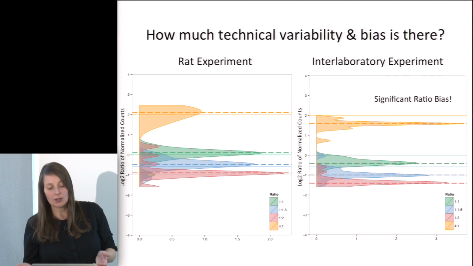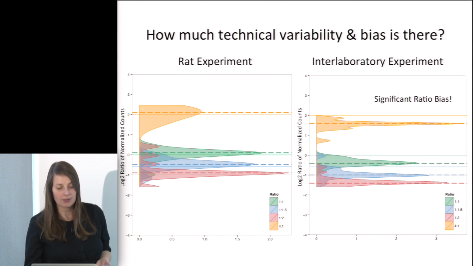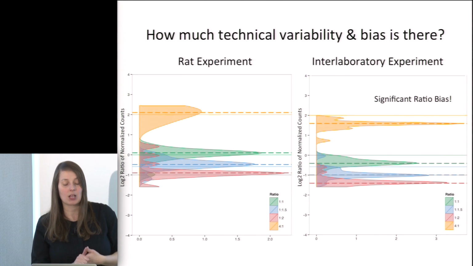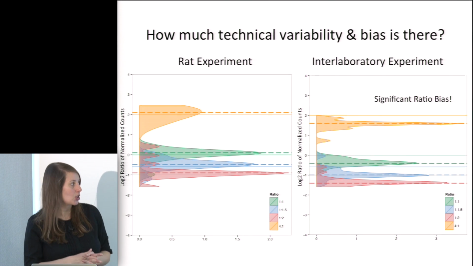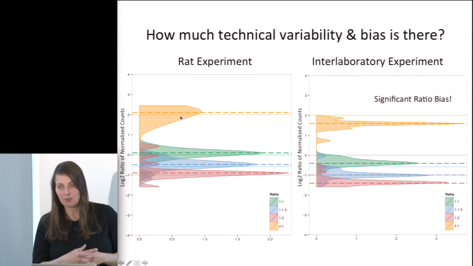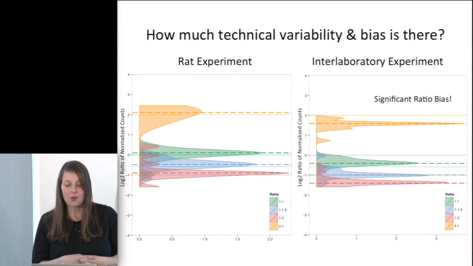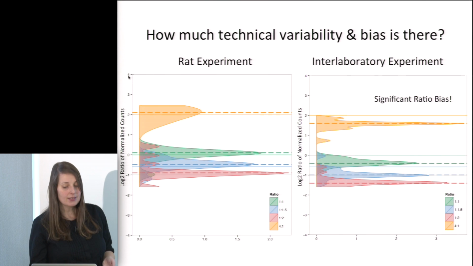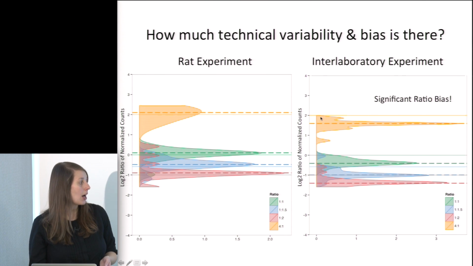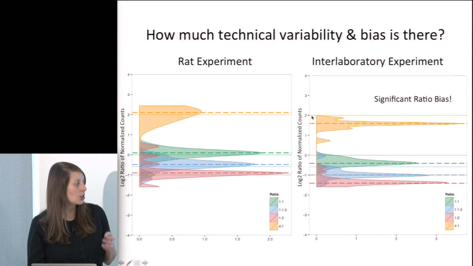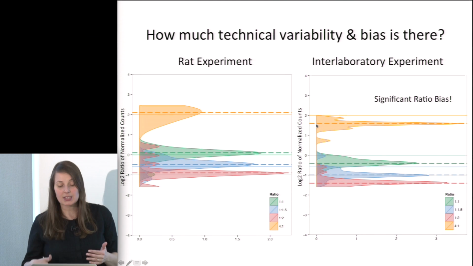So another piece of that particular figure, which was shown with the error bars, is looking at how much technical variability and bias is there in our ratio measurements. And so one can see here in these distributions of the ratio measurements for the rat experiment and the interlaboratory experiment, there's actually significant ratio bias for the interlaboratory experiment, where the design value is here, shown at log 2, and then the actual result is shifted significantly.